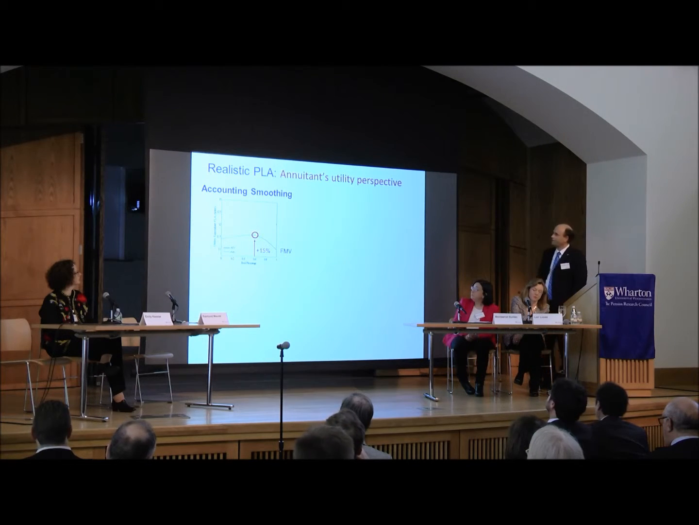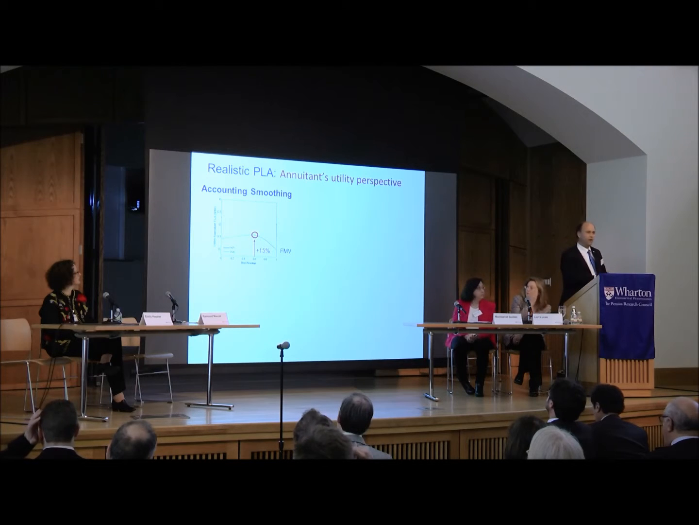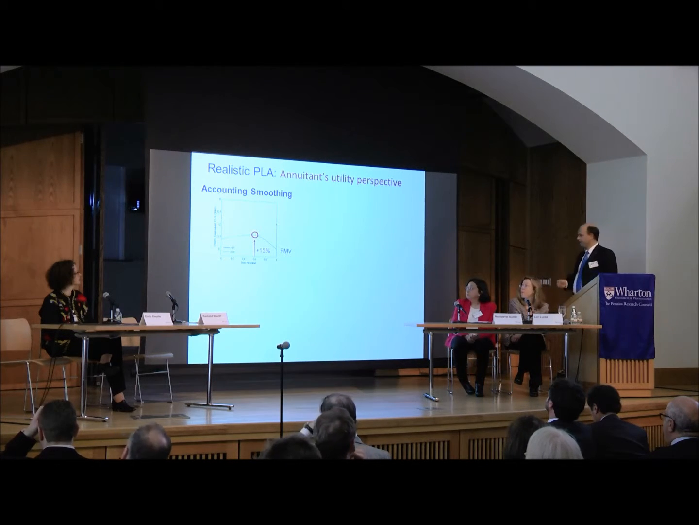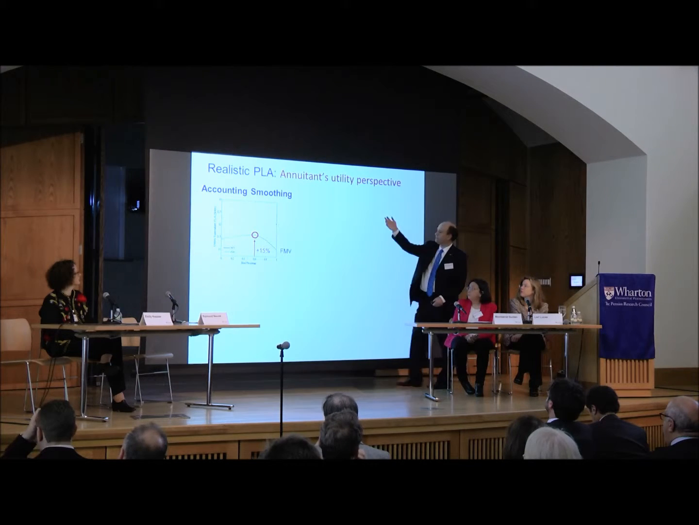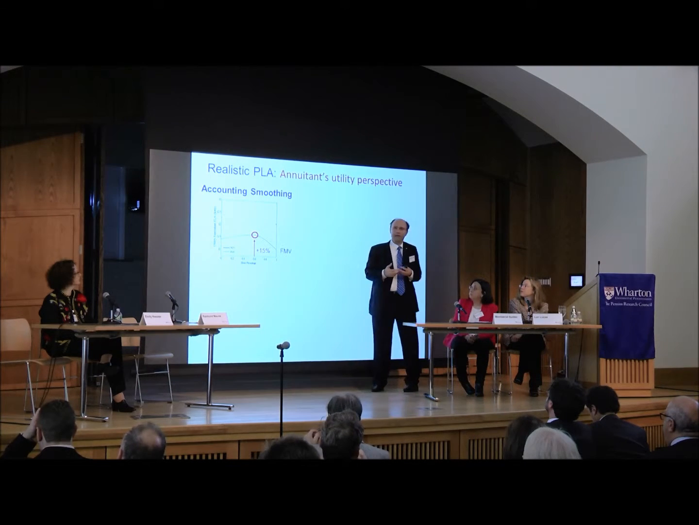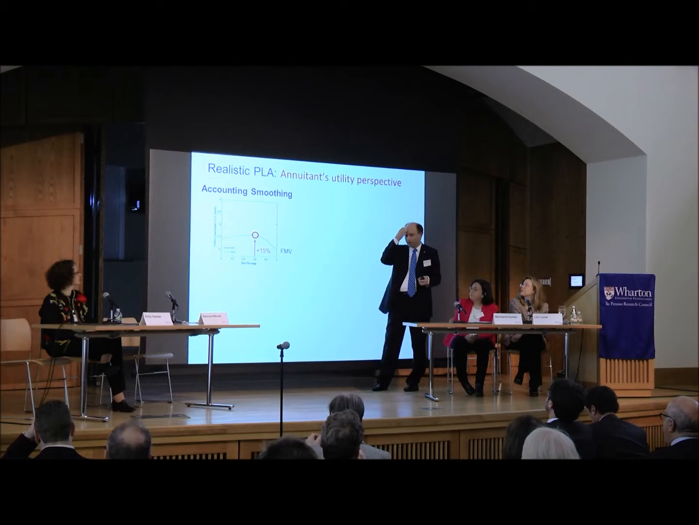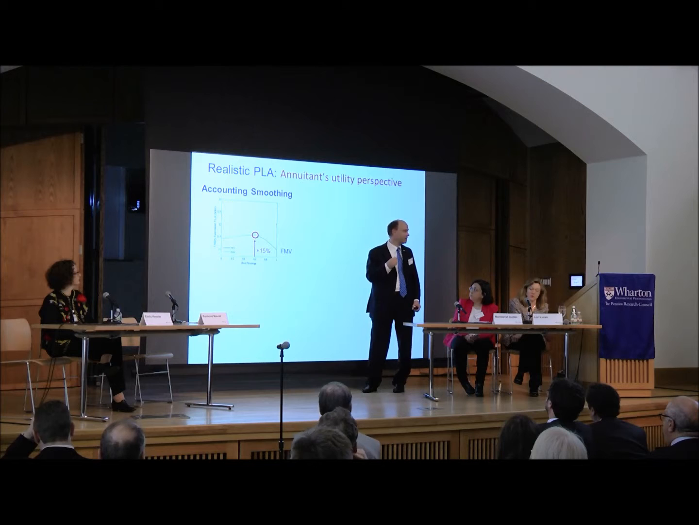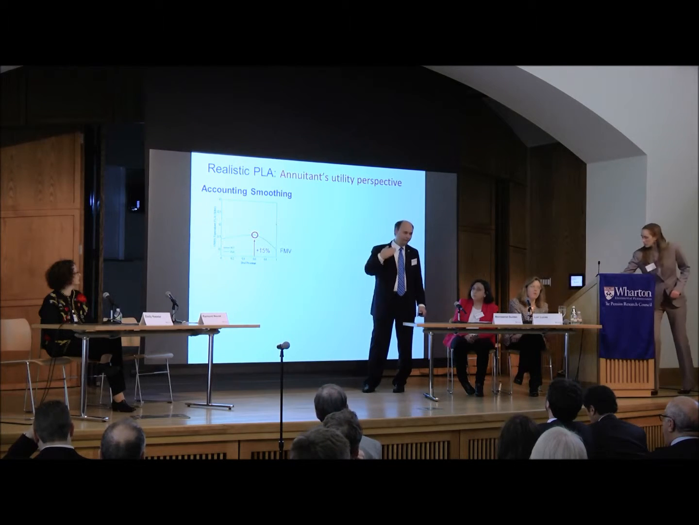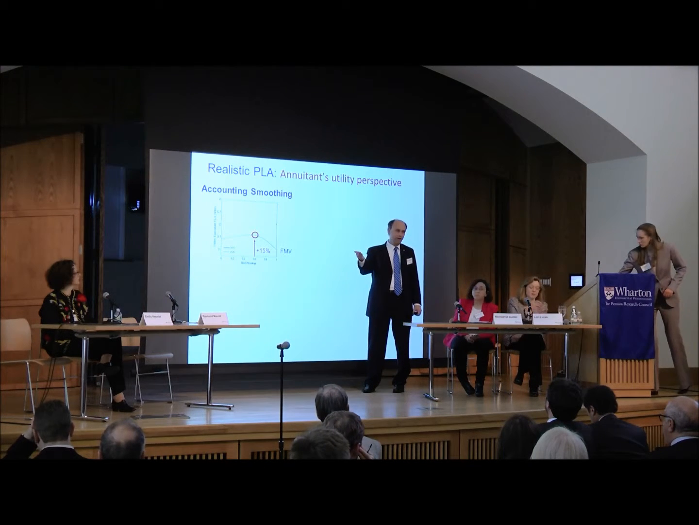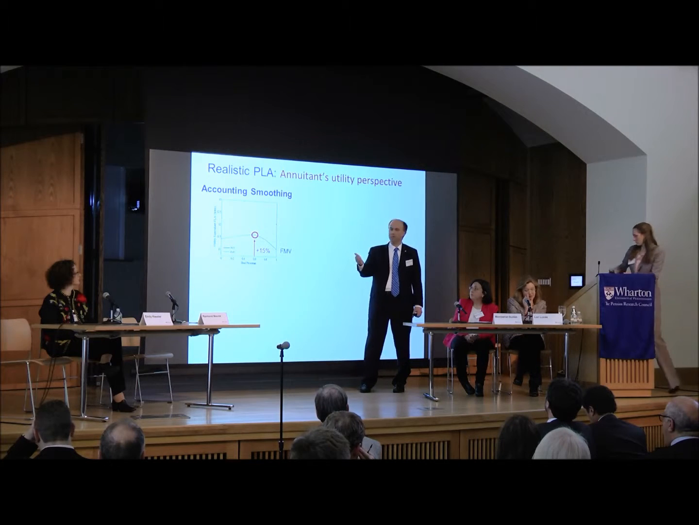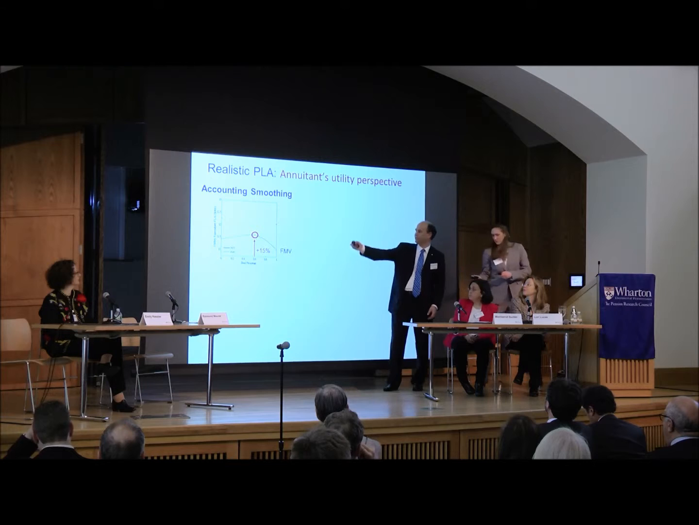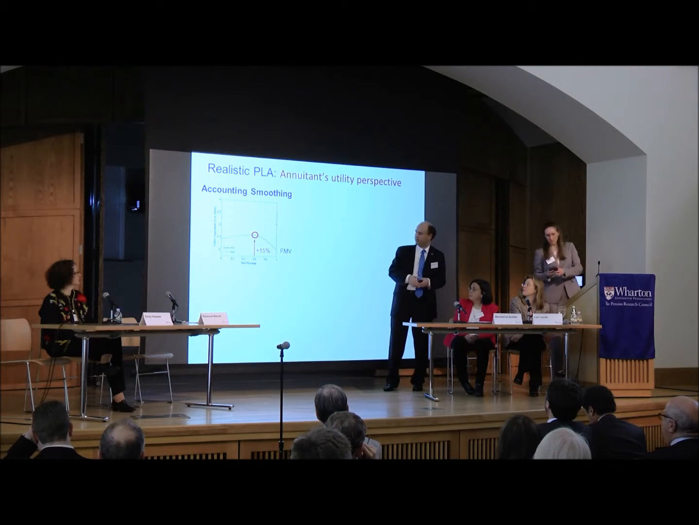So what you see here is a situation where I use only accounting smoothing. This is the utility of the annuitant, and we measure it in such a way that we ask the question: what is the level of a fixed nominal payout annuity which provides the same utility as the participating life annuity?